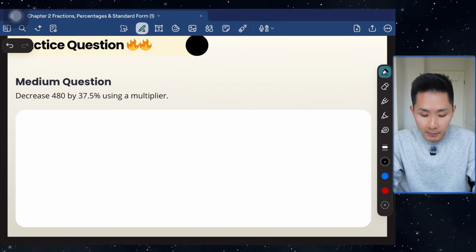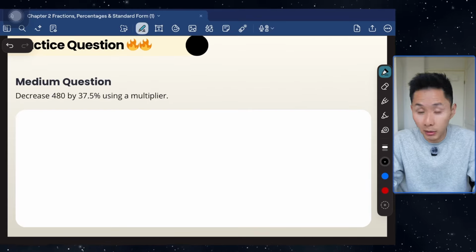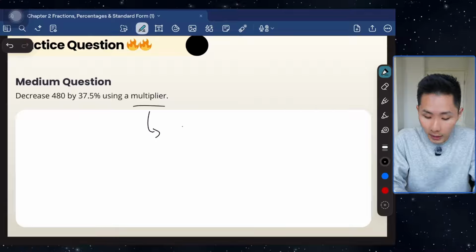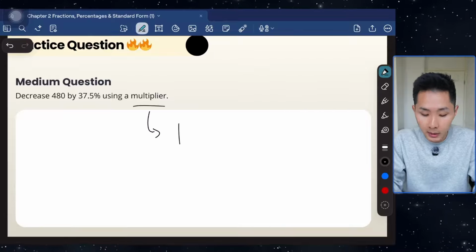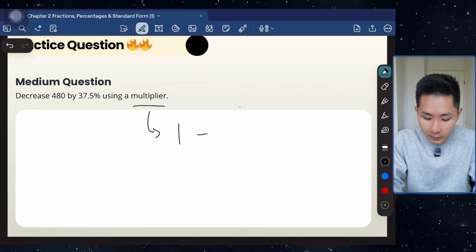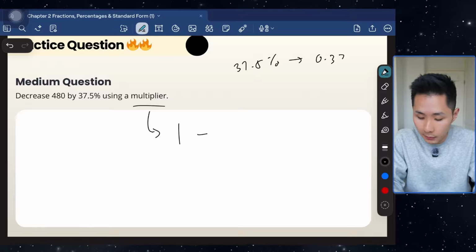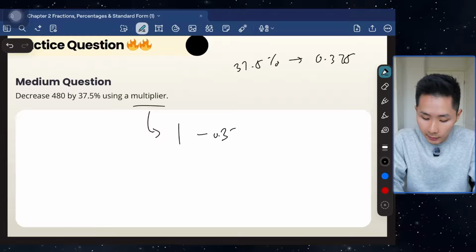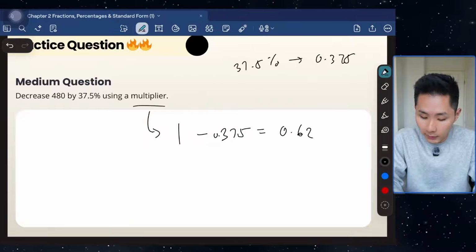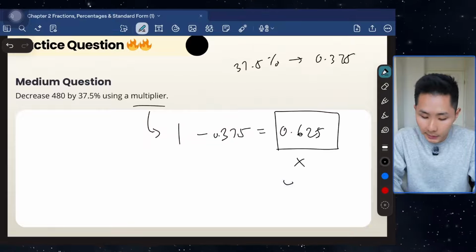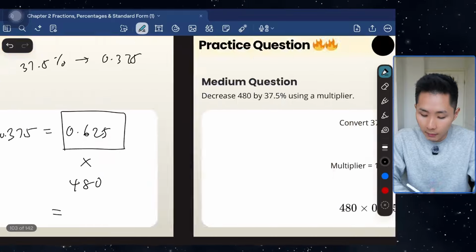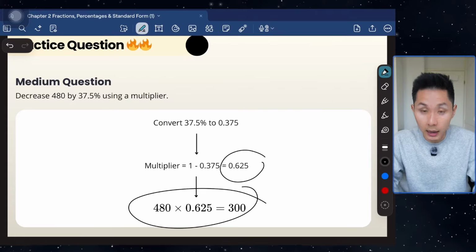Decrease 480 by 37.5% using a multiplier. Again, the original value is 1, but because we have a decrease here, we have to convert 37.5% into a decimal, which is 0.375. 1 minus 0.375 will be 0.625. That's our multiplier. Multiply this by 480, and you will get the final value after the decrease.